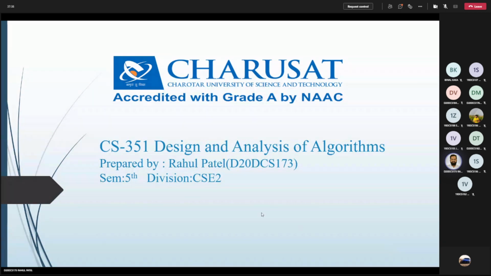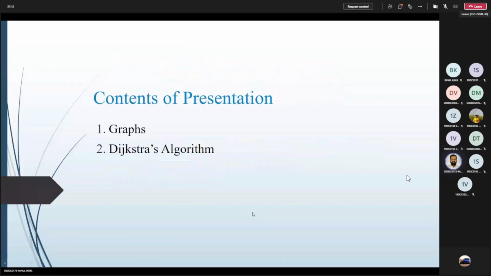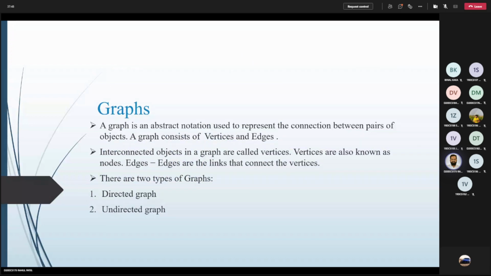Hello, ma'am. My name is Rahul Patel, and my ID is 173. The content of my presentation is graph and Dijkstra algorithm. A graph is an abstract notation used to represent the connection between pairs of objects. A graph consists of vertices and edges. Interconnected objects in a graph are called vertices, also known as nodes, and edges are the links that connect the vertices. There are two types of graph: directed graph and undirected graph.